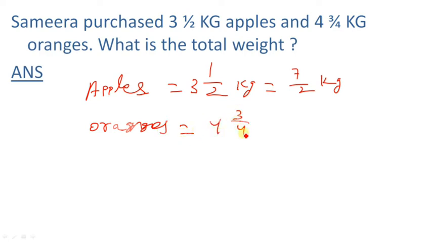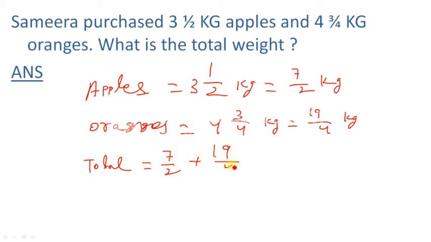Now we have to add to find the total: 7 by 2 plus 19 by 4. We know how to add. We first find the LCM. For 4 and 2, the LCM is 4. Now 4 divided by 2 is 2, 2 into 7 is 14, plus 19, which will be equal to 33 by 4 kg. So the total weight is 33 by 4 kg.